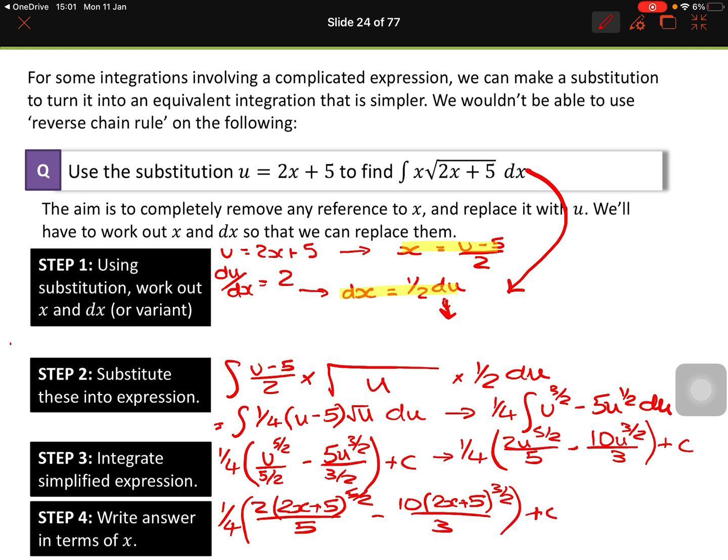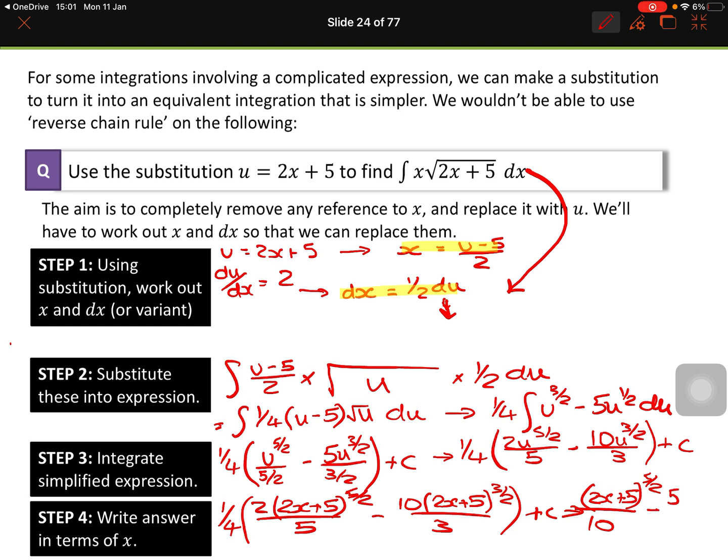What we can do as well is tidy that up. We'll take the quarter out, so that would become 2 over 20, so it will become 1 over 10. So we end up with 2x plus 5 to the 5 over 2 over 10, subtract, which becomes 10 over 12.